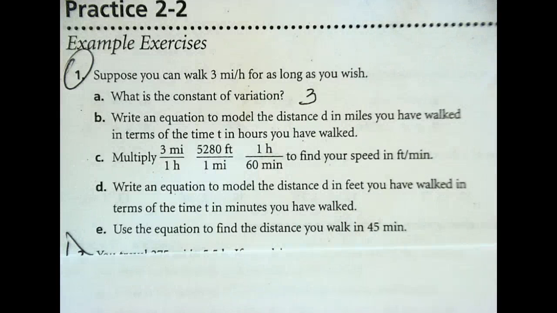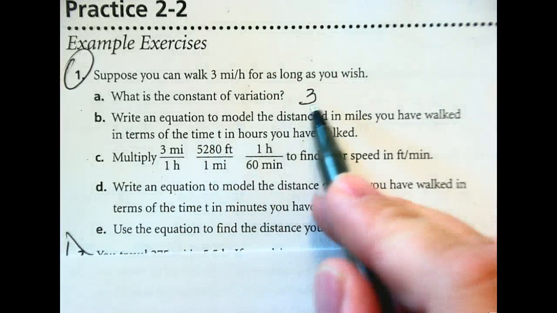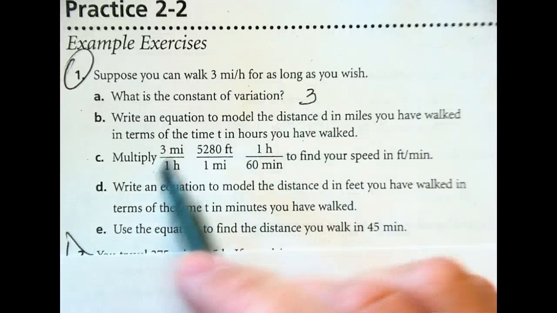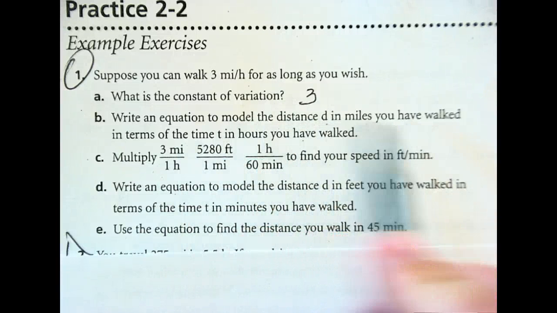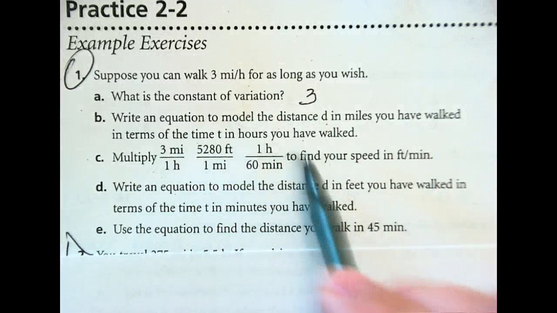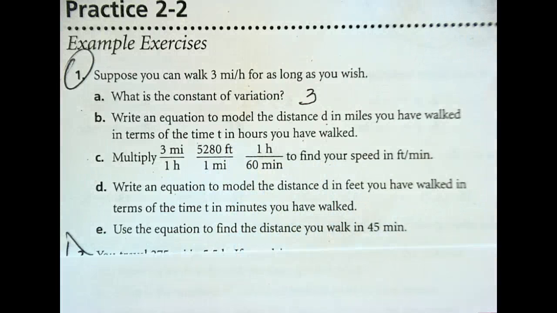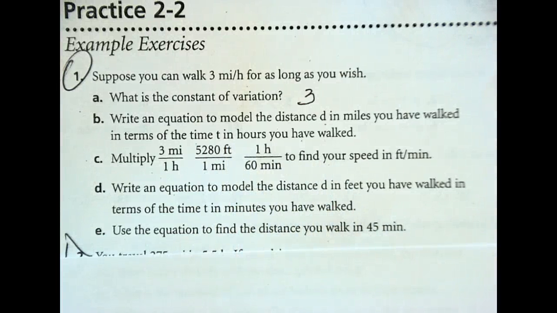Now, what does the constant of variation represent in this? It's not 3. 3 miles per hour, what is that called? It is a constant rate. Your constant of variation is a rate. All right, write an equation to model the distance d you walked in terms of the time t in hours you have walked. I want you guys to write that equation right now. Eli, what do you got?